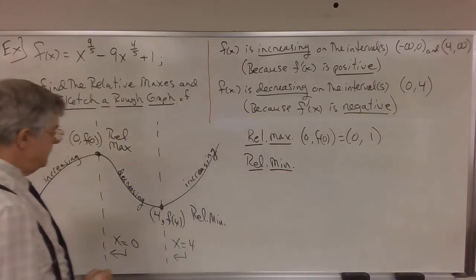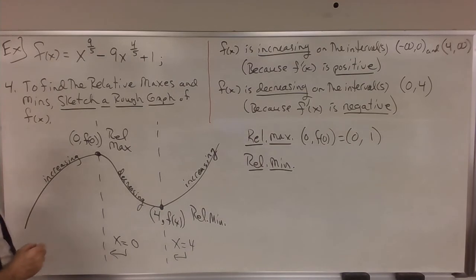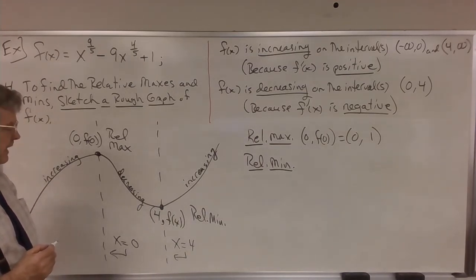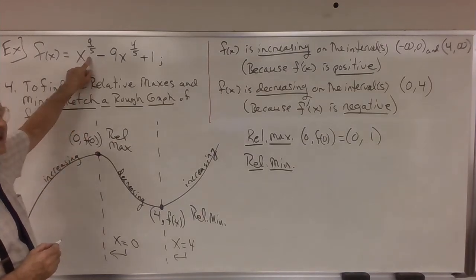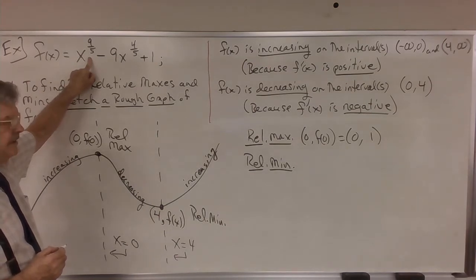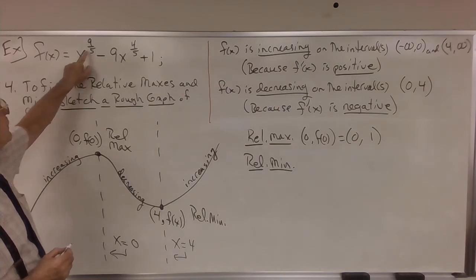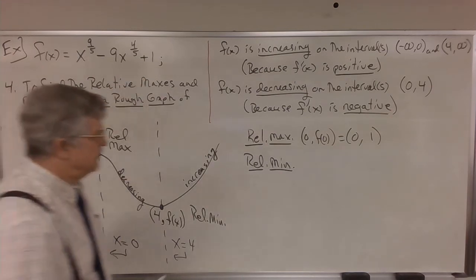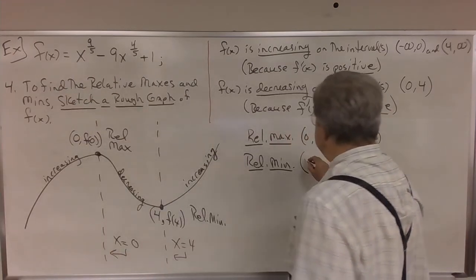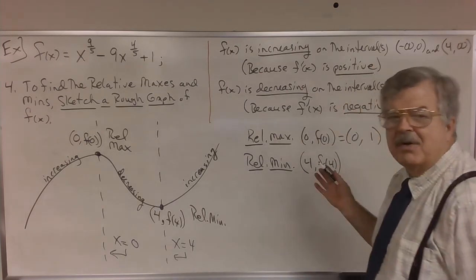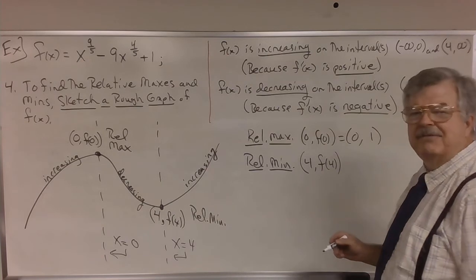And relative min, x equals 4. Now to get a numerical value for this, I'm going to have to plug 4 in here. And do I know the 5th root of 4? I'm sure I don't. So what I'm going to do is just leave it as 4 to the 9/5 minus 9 times 4 to the 4/5 plus 1. That's the best I can do. I don't really like it in that form, but I don't know what the 5th root of 4 is. Very few people do.